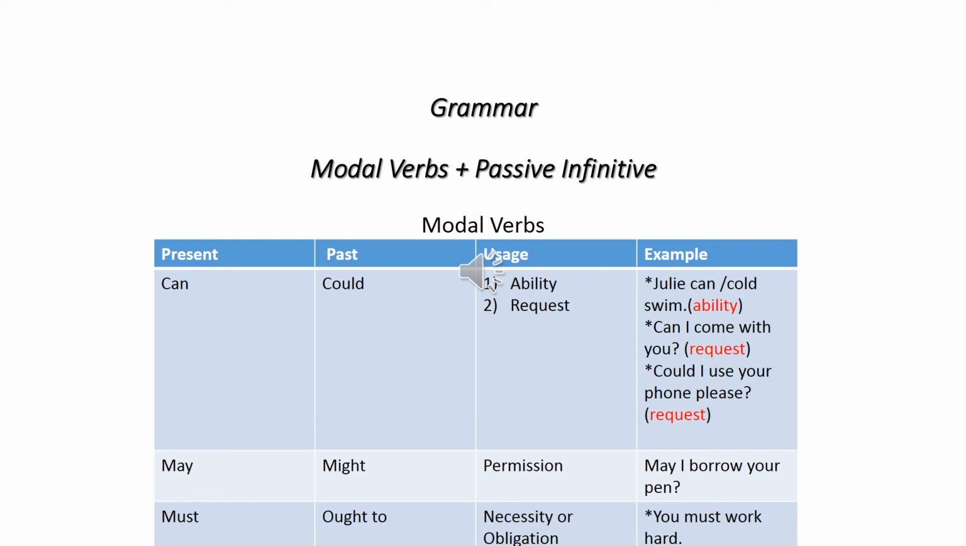The fourth modal verb is shall, and the past form of shall is should. When do we use this modal verb? Yes, the first one, when we talk about or express an offer or suggestion. انت بتقترح على شخص ما انك تعمل اشي. For example, shall I help you? Shall I help you? بقدر انا اساعدك. انت بتقترح عليه.